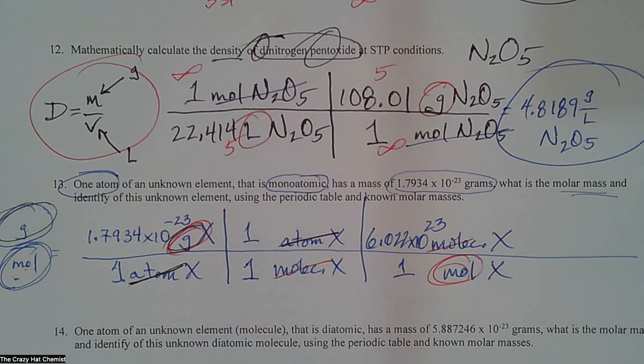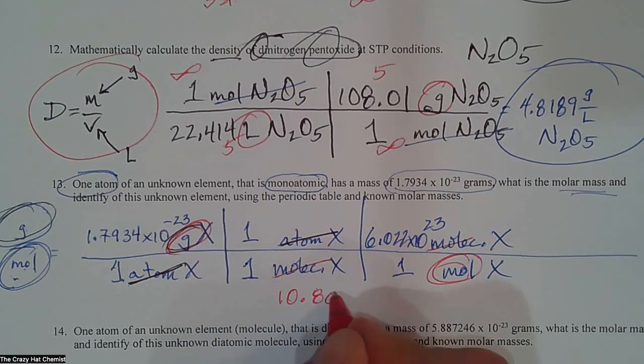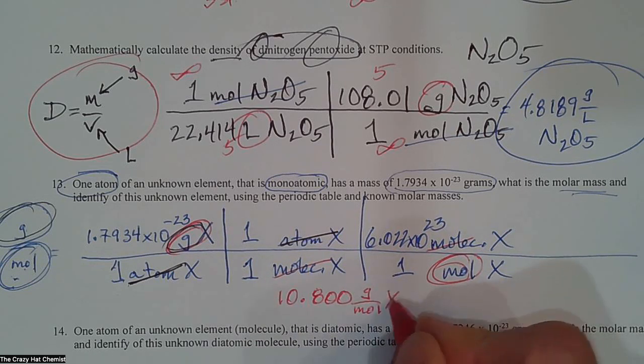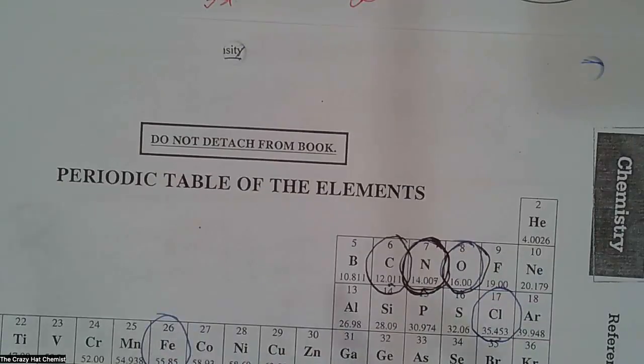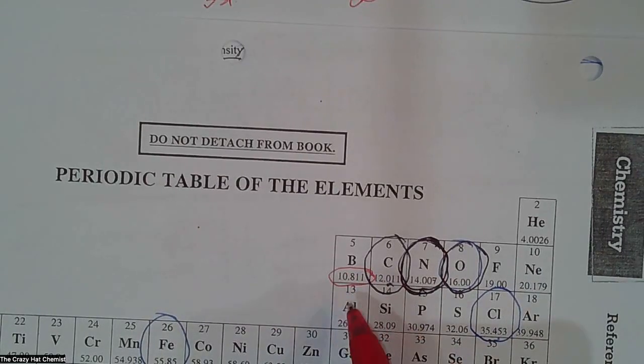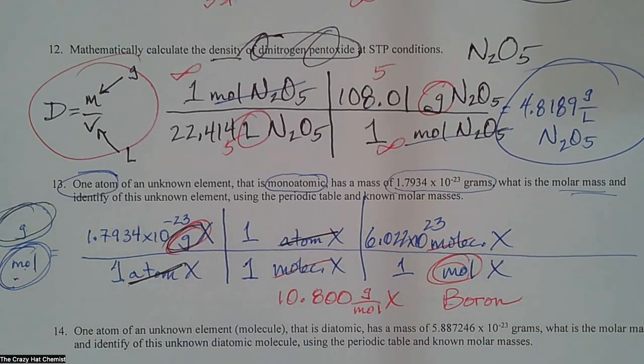Okay, so I'm going to plug this into my calculator and I am going to get 10.800. The units are grams per mole, and that's of element X. And then if you look at this on the periodic table, you're going to find a molar mass that is closely approximating that, and that's right here. And that's 10.811, and that's going to be B for boron. So I'm going to say this is boron. Oh my gosh, that is so exciting, isn't it? Boron. Oh, I knew you were excited about that.